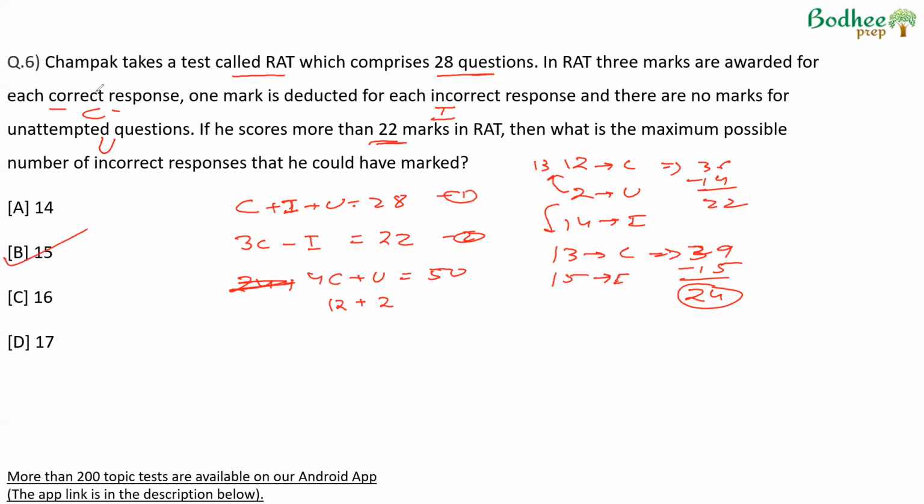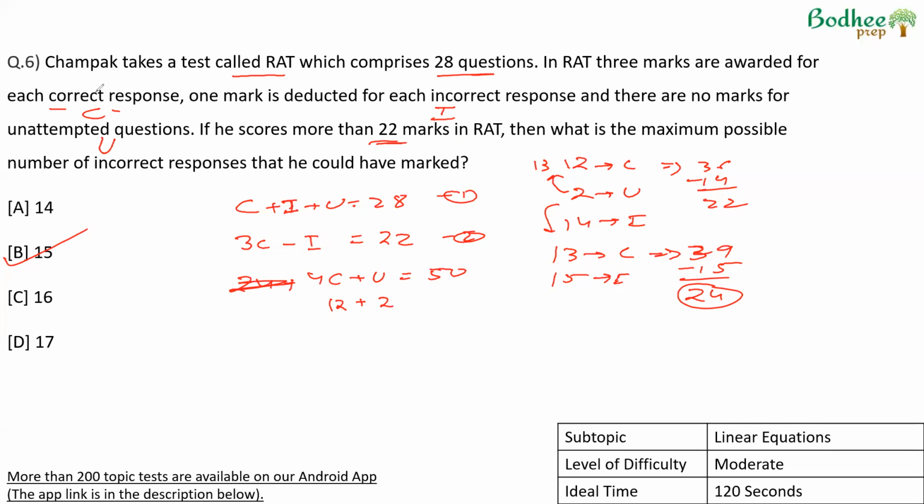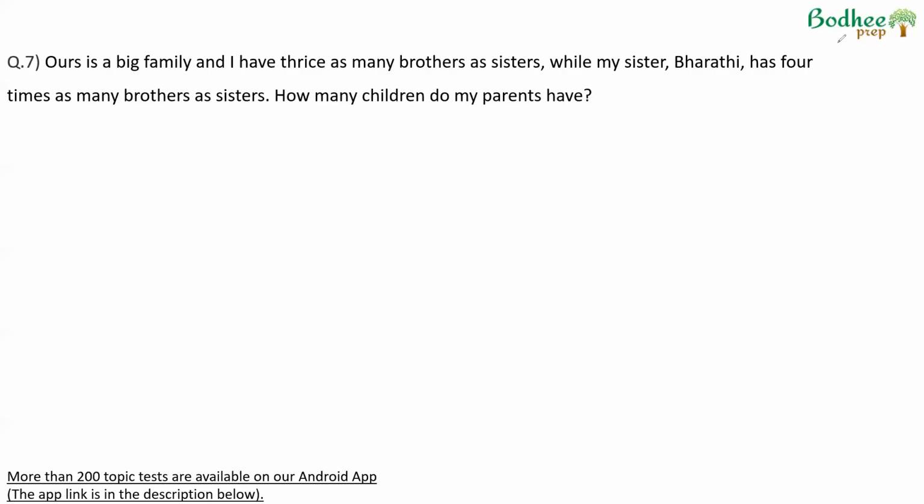I think this would be a moderate level of difficulty question because the constraint is a little difficult and the score is not exact. It says more than 22. So we'll have to make cases and check. Therefore, moderate, 2 to 2.5 minutes to solve.